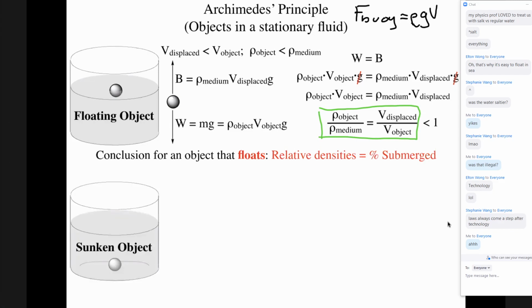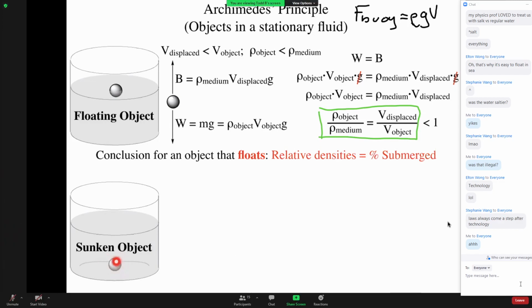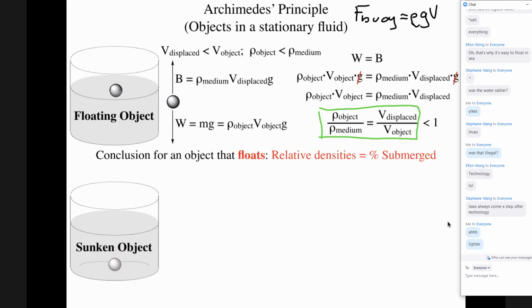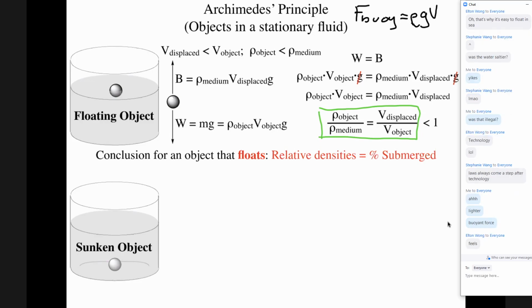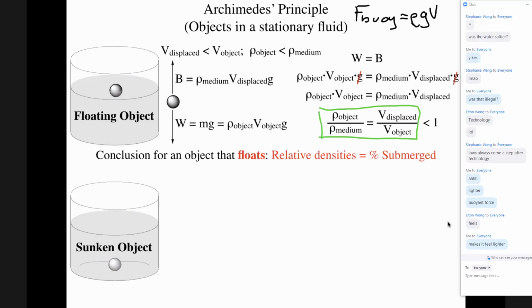If the object sinks, here's what's going to happen. There's still a buoyant force, but is it heavier or lighter when I lift an object underwater than out of water? Why is it lighter? Is it truly lighter or does it just feel lighter? It feels lighter because of the buoyant force.